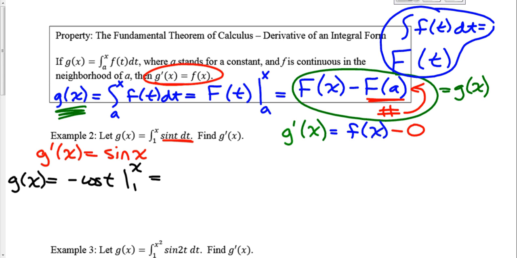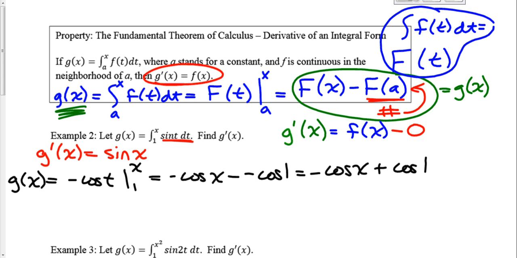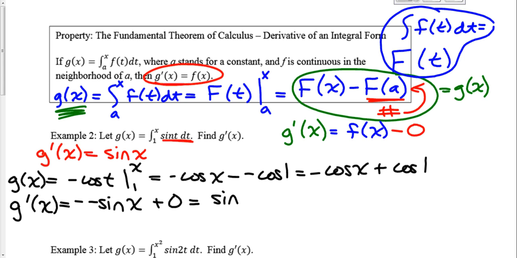So let's plug in our bounds. Negative cosine of x minus negative cosine of 1, which is negative cosine of x plus cosine of 1. And now let's take the derivative, because I don't want g, I want the derivative of g. So I take the derivative. The derivative of negative cosine is negative sine of x, and the derivative of cosine of 1 is 0. So that leaves me with sine of x.